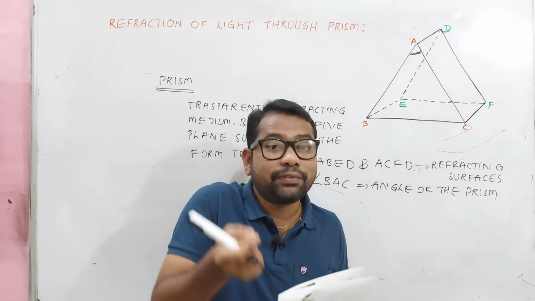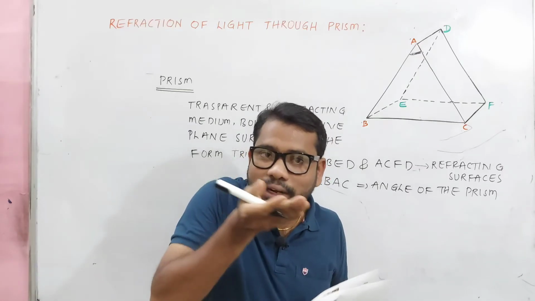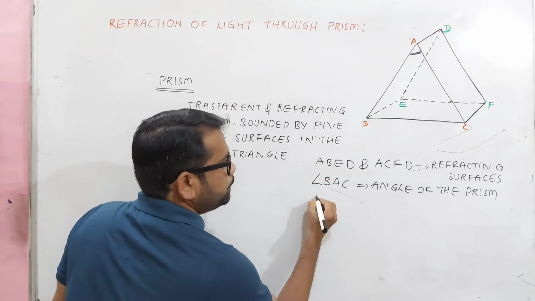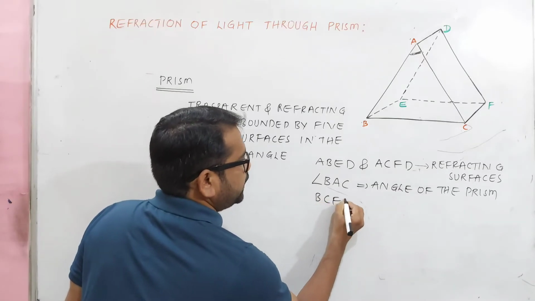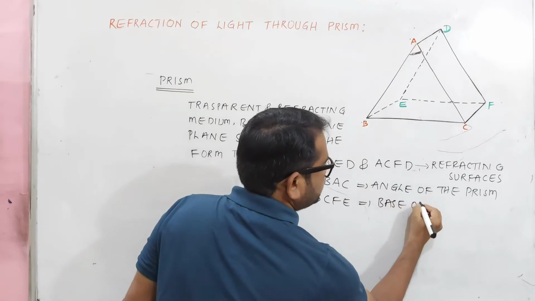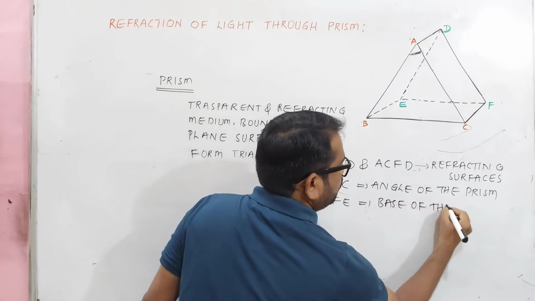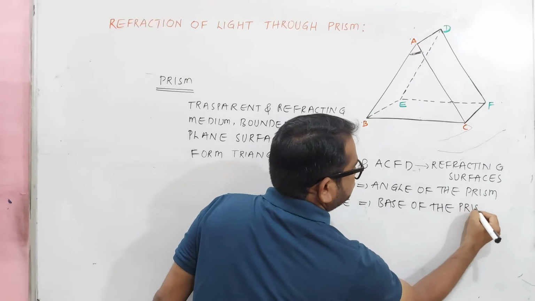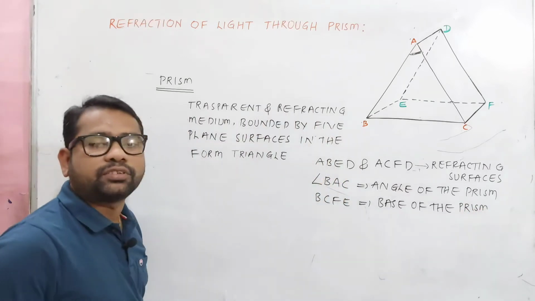Usually it is rough. It will have more thickness. It is a bit rough only. So here BCFE is called the base of the prism. This is actually called the base of the prism.